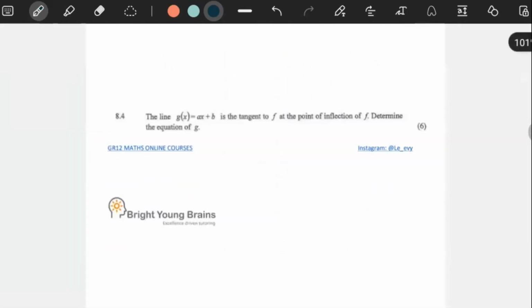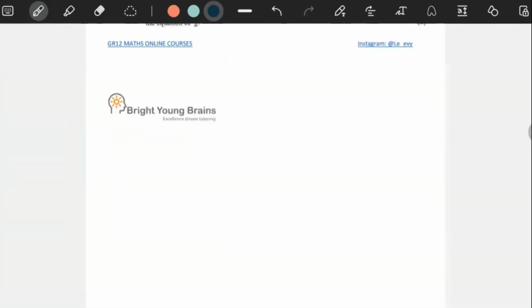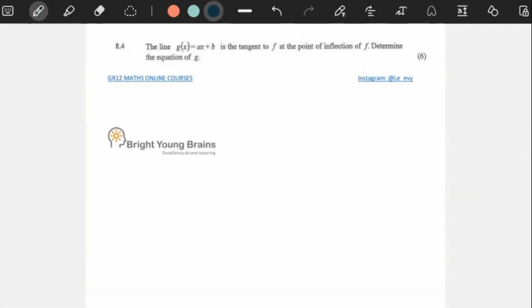Let's go to 8.4. For 6 marks, it says the line g of x is equal to ax plus b. It is a straight line, right? It says the line g of x is a tangent to f at the point of inflection of f. Determine the coordinates of g.